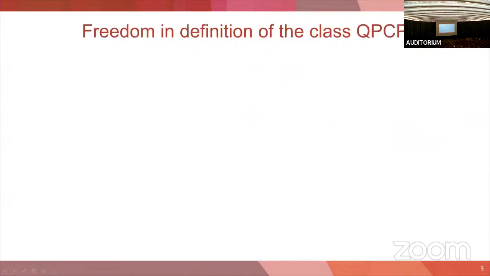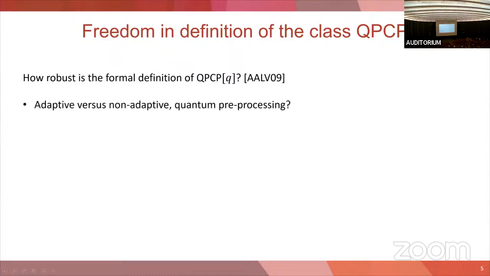Because it was already raised in the first work to define the class, one has a lot of freedom in defining the class QPCP, similar to how one also has some freedom in defining the class QMA. For example, recall this recent very nice review paper about the seven phases of quantum NP, or QMA. So the question was already raised a long time ago: how robust is this definition of QPCP that I listed to you, or how robust is it to making changes to this definition?